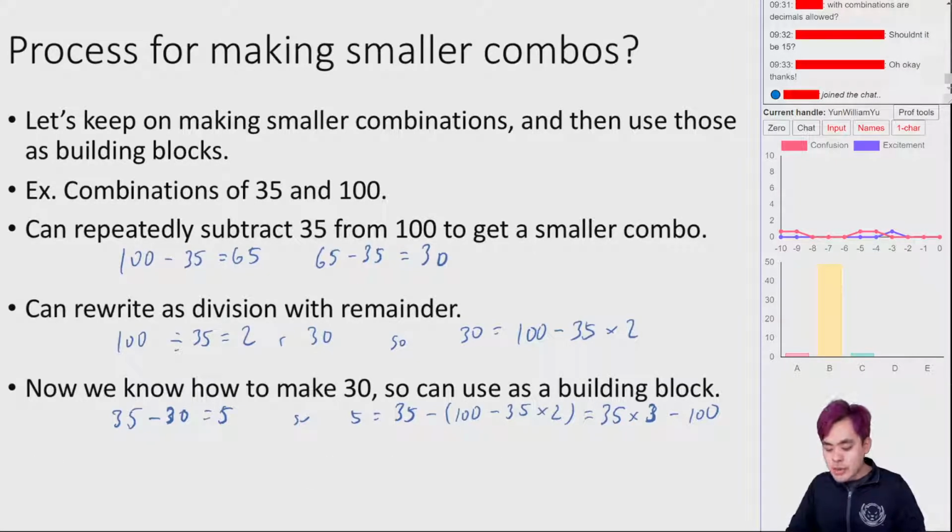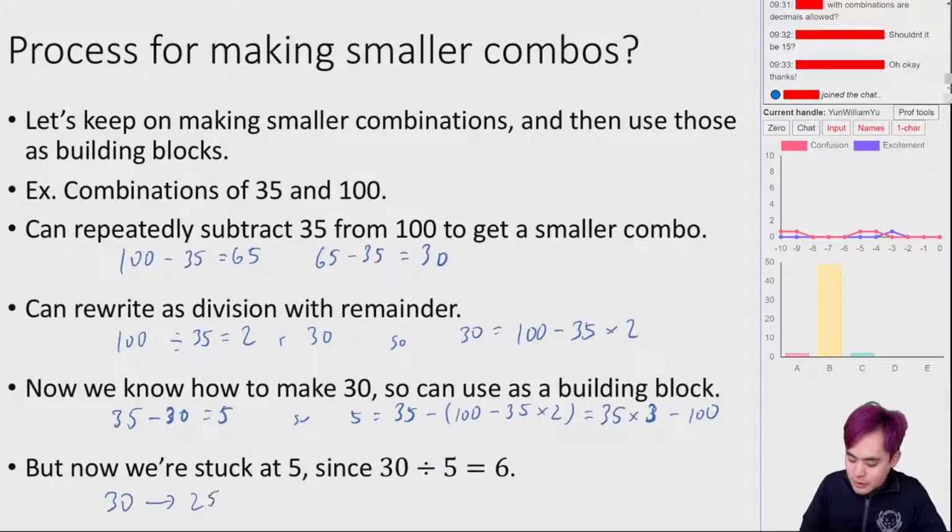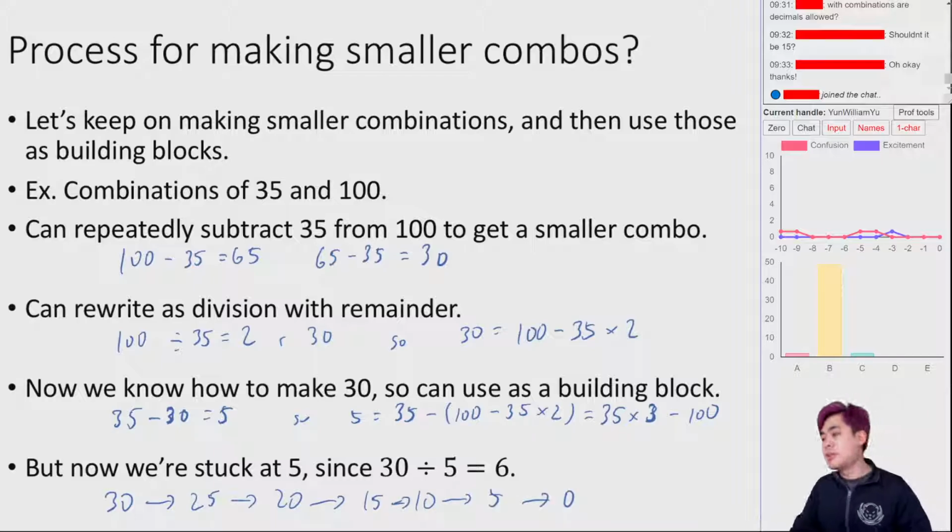So the issue now is we're stuck at 5, since 30 divided by 5 is equal to 6. Even if you keep on trying to go down, 30 to 25 to 20 to 15, 10 to 5, the next jump goes straight to 0. And so we're stuck at 5 and we can't actually get smaller. The smallest step we know how to make, the smallest combo we know how to make, is 5.